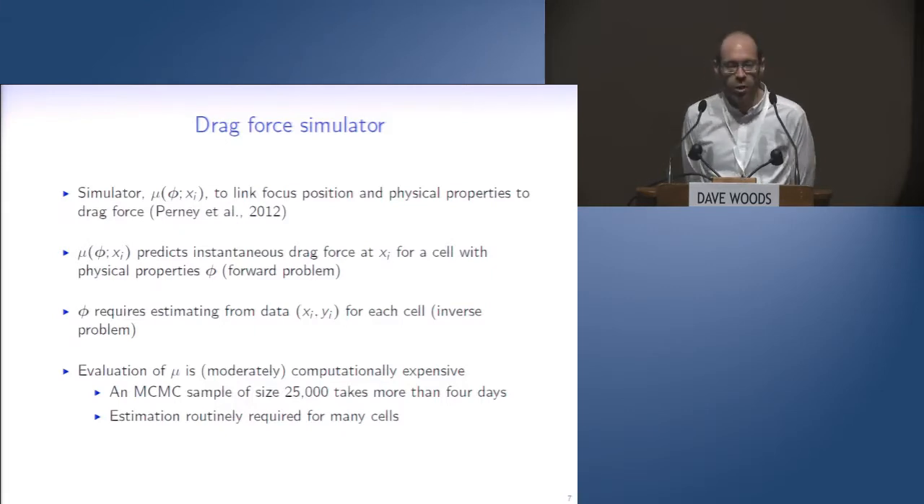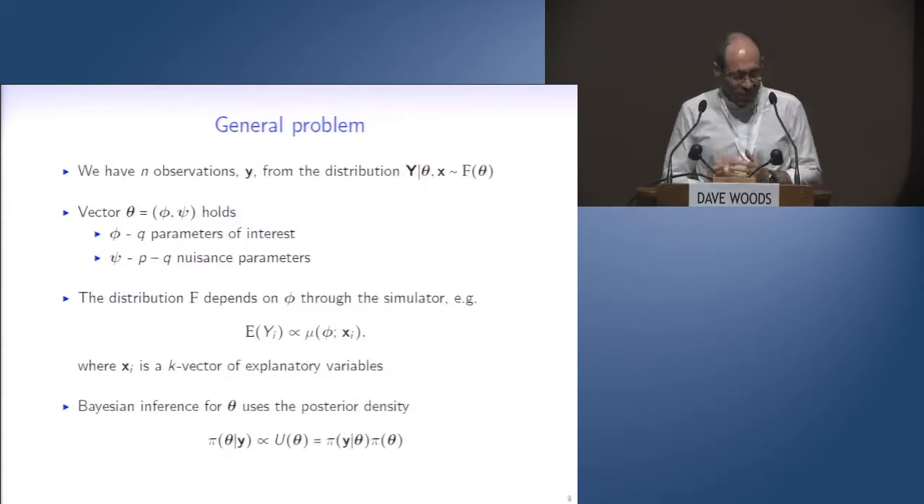Evaluation of the simulator in this case is reasonably computationally expensive. It takes about a minute to evaluate it for any particular set of parameters. So it's not ridiculous, but if we want to do this very many times, it takes a considerable amount of time. If we wanted to do a large MCMC sample, it would take us days to complete. And we want to be able to do this routinely for lots of different cells. That sets everything up and describes our problem.